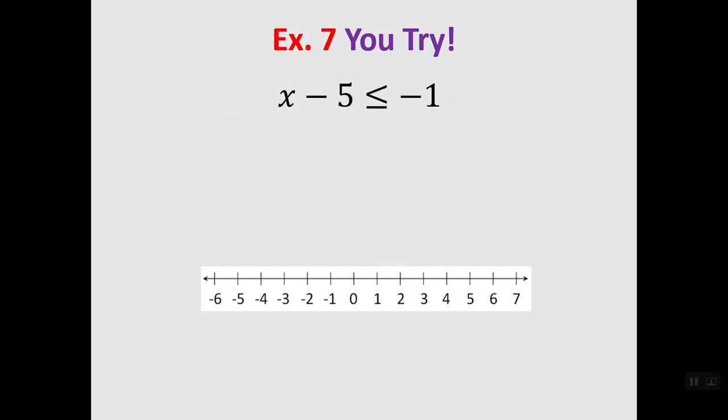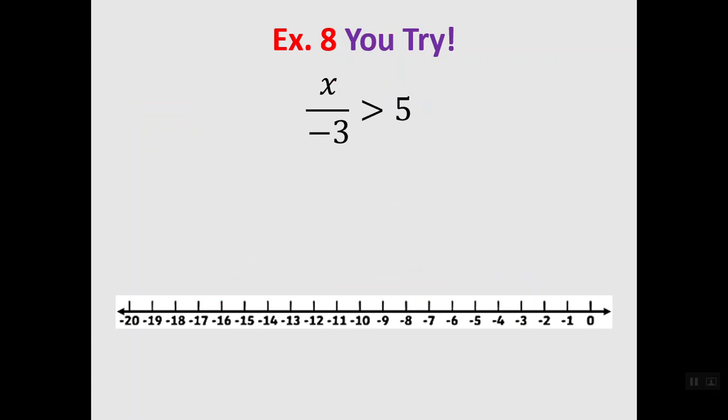All right, example 7, you give it a try. We're going to add 5 to each side. That gives us x is less than or equal to 4. There's our graph. Example 8. We're going to multiply each side by -3. When we do that, it's important to remember multiplying by a negative means we're going to reverse the inequality symbol. X is less than -15.